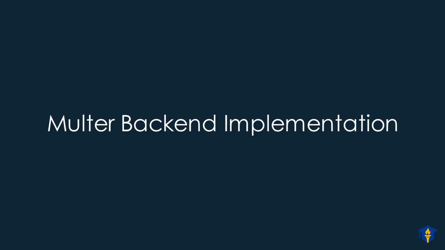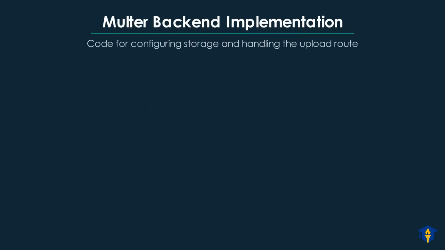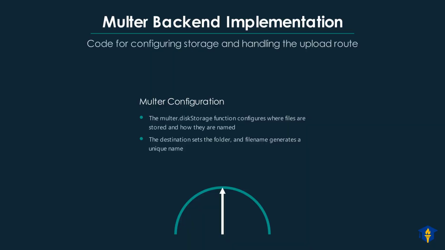Now, let's dive into the Multer backend implementation, seeing how the configuration and upload route work together. We'll examine the specific code snippets for configuring storage and setting up the API route to handle file uploads. Here, we have the Multer configuration, which is foundational for managing how files are received and stored. The multer.diskStorage function configures where files are stored and how they are named. Destination sets the folder, and filename generates a unique name.